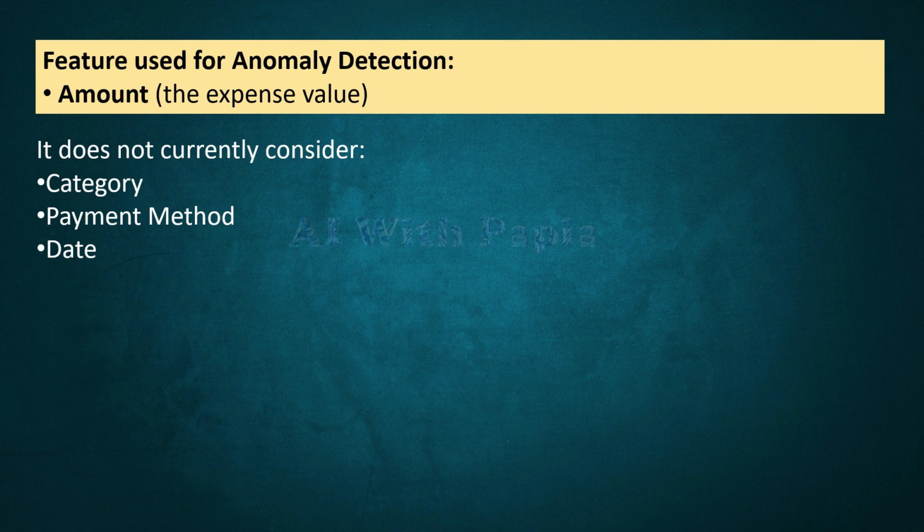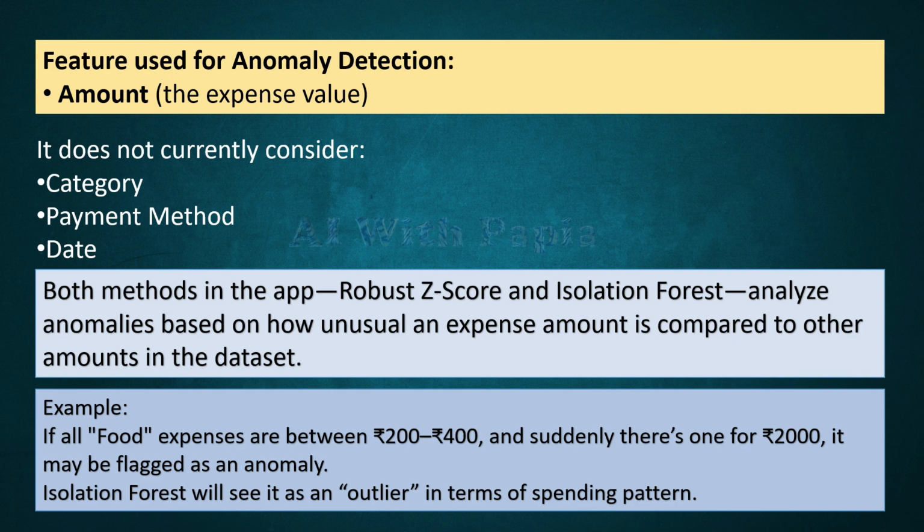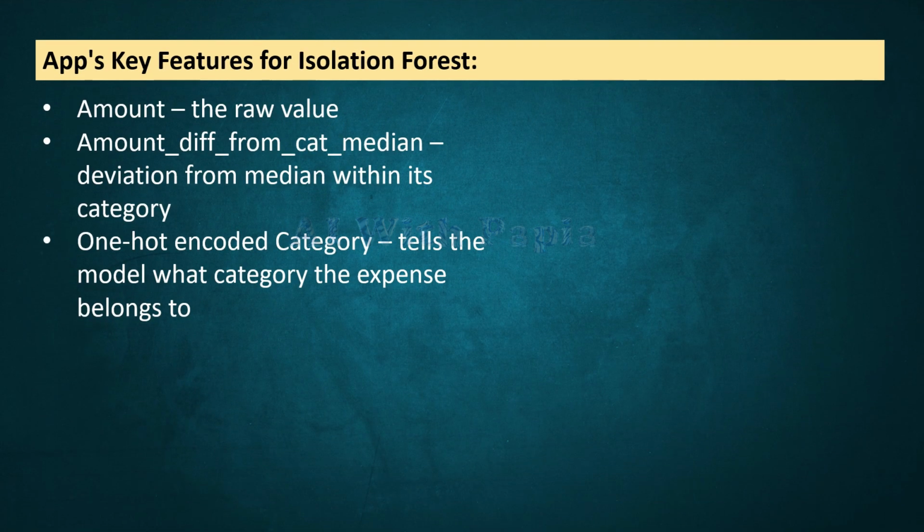Now the feature: we know that only amount is used, and the rest of the features, category, payment method and date, are not used. We could have included them, so it can be a future proposal. Both methods in the app, robust z-score and isolation forest, analyze anomalies based on how unusual an expense amount is compared to other amounts in the dataset. And here you can find the example.